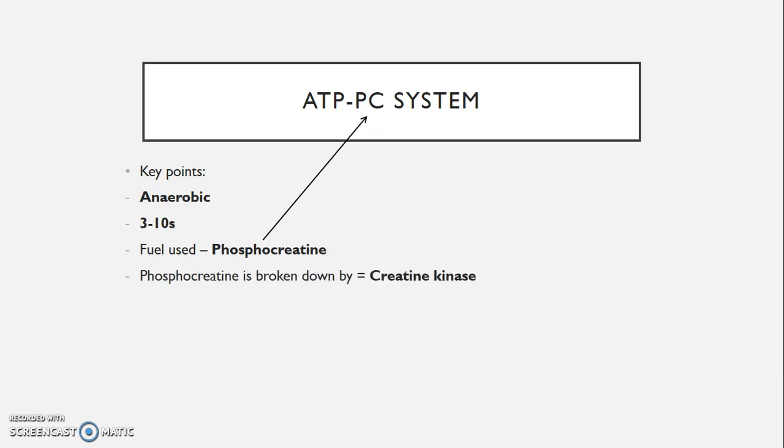Phosphocreatine is broken down by creatine kinase. We're going to go through the actual diagram in the PowerPoint that I have in lesson just to reiterate the point. The energy yield is 1 ATP. So for 1 mole of phosphocreatine, we get 1 mole of ATP, which isn't a lot. It's not that much, hence it only lasts for 10 seconds. The 100-meter sprinter, shot put, and javelin are the examples within sport.